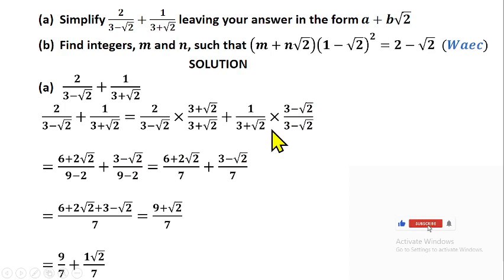Over. We also apply the difference of two squares to the denominator here. We have 3 squared. That will be what? 9. Minus. You have root 2 squared. That will give us 2. I hope you understand that. Good. So 9 minus 2. 9 minus 2 gives us 7.